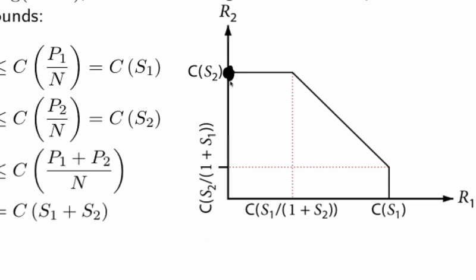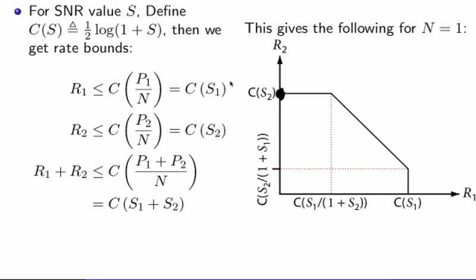Let's see if I can zoom in a little bit. This point here that I just highlighted in black corresponds to sender 1 basically turning off. And we get C of S2, which is basically the signal to noise ratio, because remember, we've got just the power of sender 2 over the noise, which is C of S2, which is this bit here. So that's where sender 1 is off.